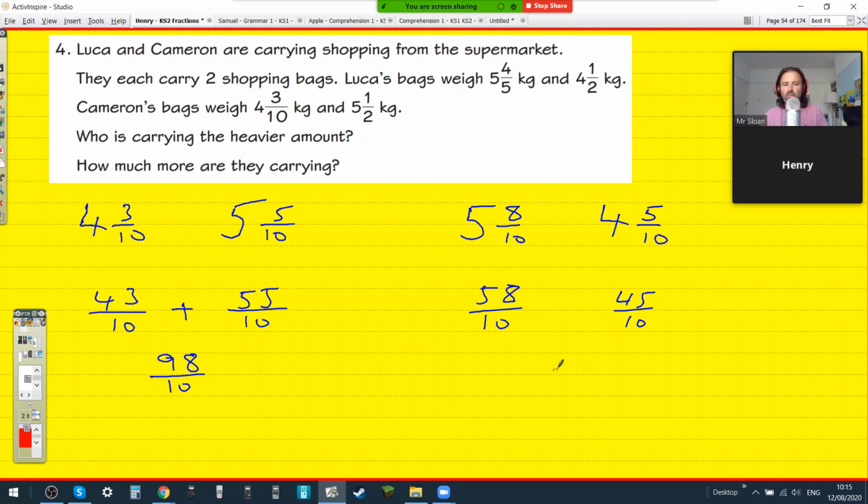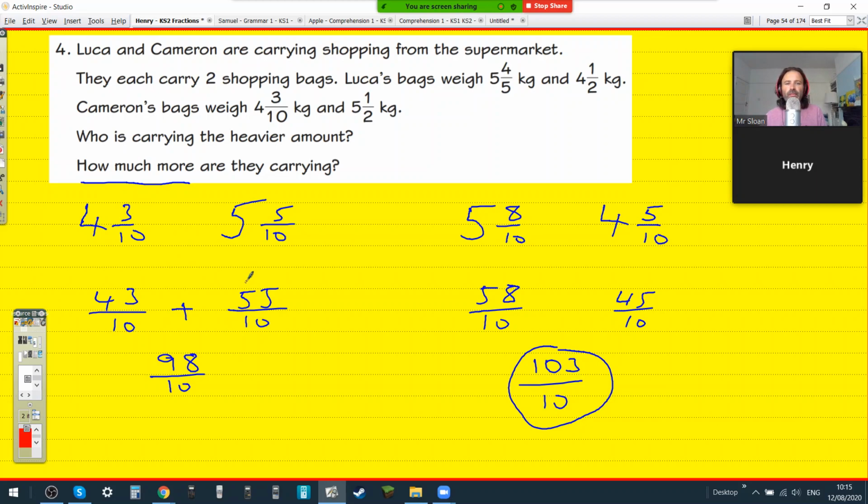And then 58 tenths add 45 tenths is, wait, is it the same? No, it's not the same. It's 103 tenths. 103/10. Okay, so I already know the answer. So Lucy is carrying more. And how much more?